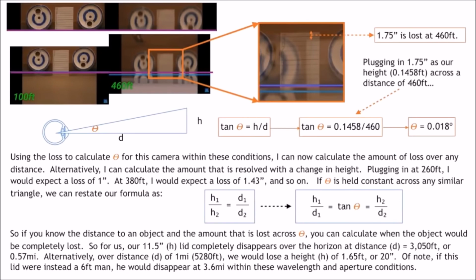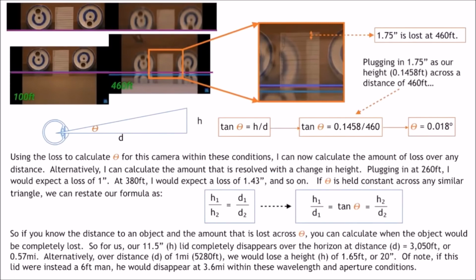So using the loss to calculate theta for this camera within these conditions, I can now calculate the amount of loss over any distance. Alternatively, I can calculate the amount that is resolved with a change in height, just like we did before. So plugging in at 260 feet, I would expect a loss of about 1 inch. At 380 feet, I would expect a loss of 1.43 inches, and so on. If theta is held constant across any similar triangle, we can restate our formula as h1 over h2 equals d1 over d2, right? And as those ratios then could correspond to one another across tangent theta, as h1 over d1 equal to h2 over d2.